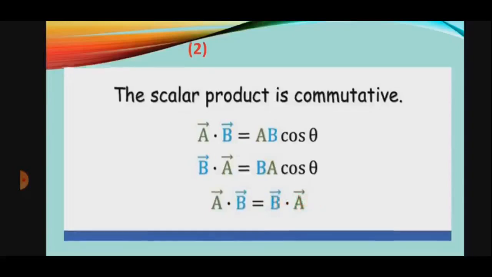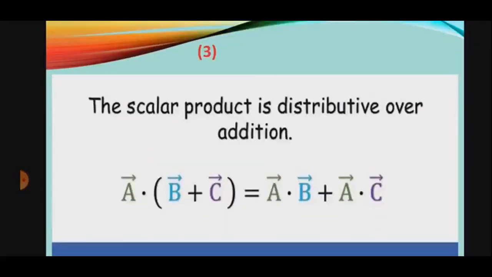And the third property, the distributive law. The scalar product is distributive over addition. Now write the relation: A vector dot (B vector plus C vector) is equal to A vector dot B vector plus A vector dot C vector. This is the distributive law.